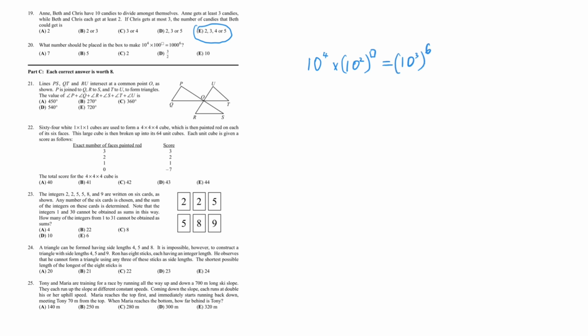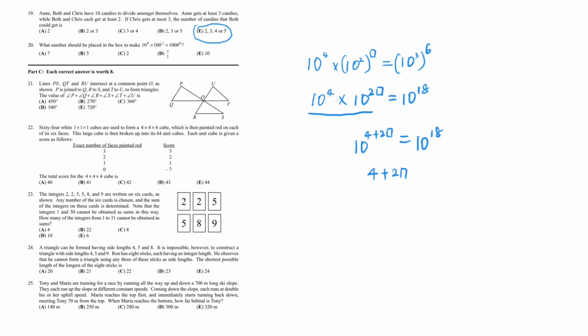We simplify: 10 to the power 4 times 10 to the power 2 times the box number equal to 10 to the 18, 3 times 6. Simplify, we combine like terms. 10 to the power 4 plus 2 times box equals 10 to the power 18. The base is the same. The power must be the same.